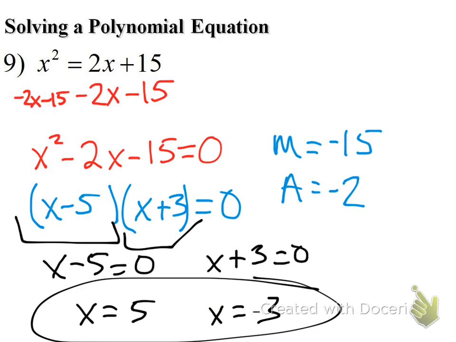When there's not an equal sign, you just factor. When there is an equal sign, you get everything together equal to 0, and then you solve.